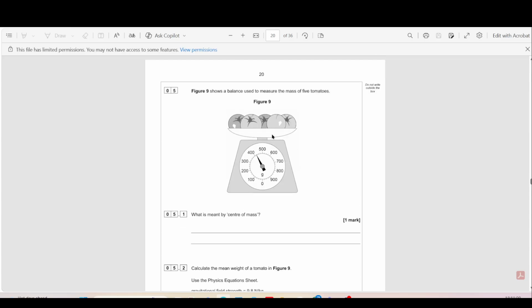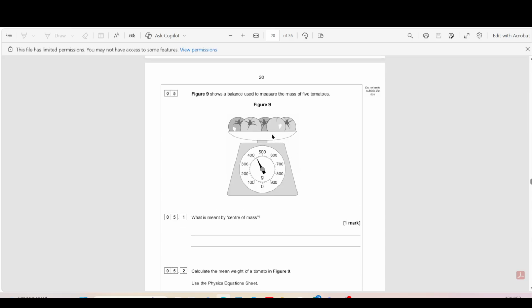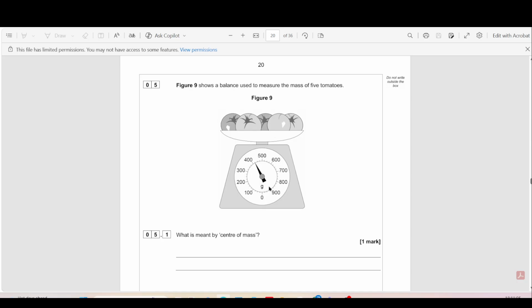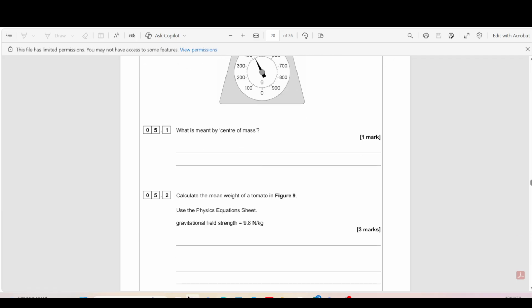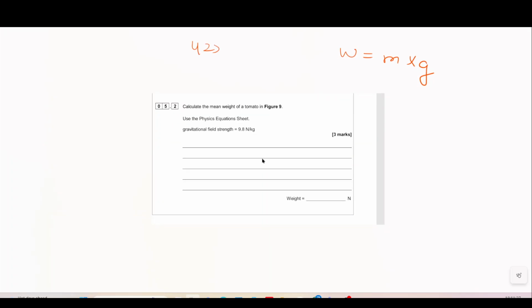So there's 1, 2, 3, 4, 5 tomatoes on there, and the weight is 425 grams. So you do 425 divided by 5. We get 85 grams mean. 85 grams is one tomato.